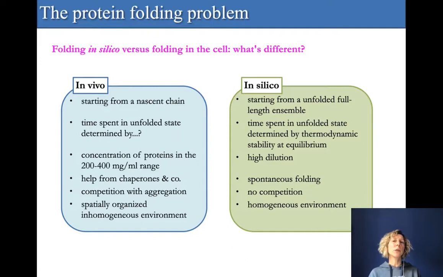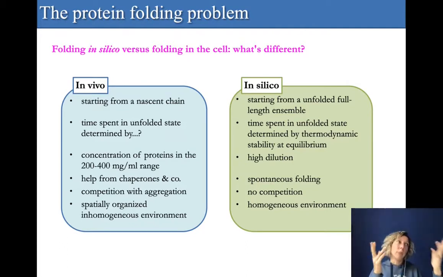So in silico, we start from an unfolded full-length ensemble, typically, in these simulations. And the time spent in the unfolded state is determined by the thermodynamic stability at equilibrium. We have a high dilution, so we don't have any real competition or crowding effect most of the time. And we're just looking at the protein moving until it folds. So there is a spontaneous folding, no competition, no crowding, and a homogeneous environment.